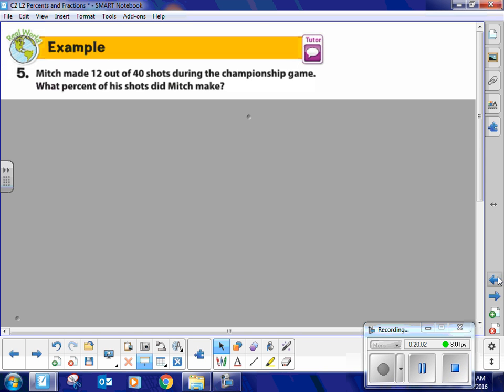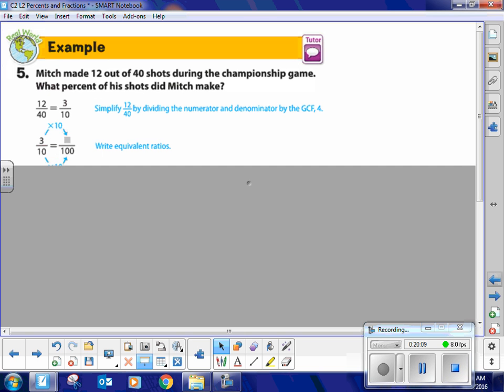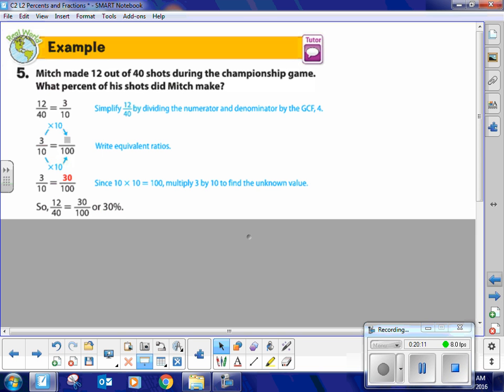So the last example, Mitch made 12 out of 40 shots during the championship game. What percent of his shots did Mitch make? All right. They do this.